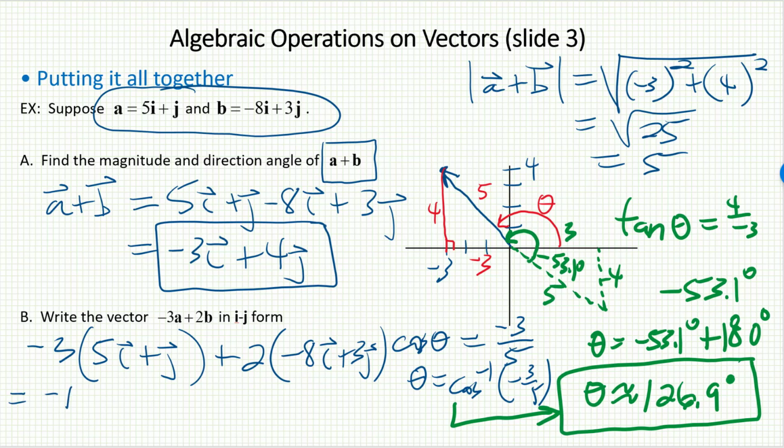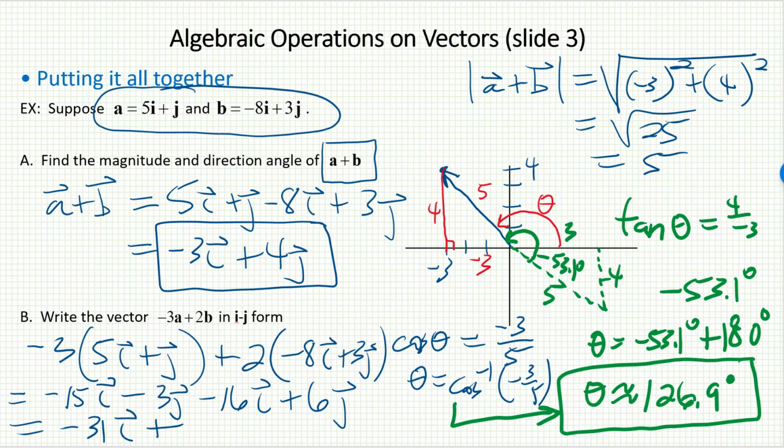This is going to give me negative 15i minus 3j minus 16i plus 6j. And then it's as if I'm adding like terms. I'm just combining the horizontal components for negative 31i, and then negative 3 and 6 makes positive 3j. And that's it. That's the answer. Working with vectors in component form or ij form is actually very, very straightforward.